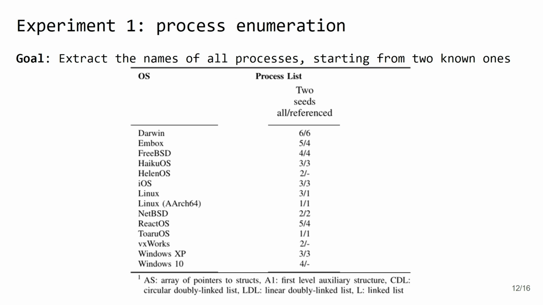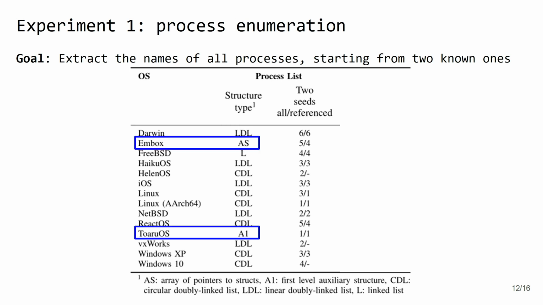In a first set of experiments, we want to extract the names of all the processes starting from only 2 of them. Fossil is able to retrieve the true positive data structures for each operating system with a very small number of false positive data structures. For the majority of the operating systems in the dataset, they use linked lists and doubly linked lists, linear or circular, to store the information about the processes running on the system. However, 2 of them use 2 different types of data structure, and also in this case, Fossil is able to recover them.